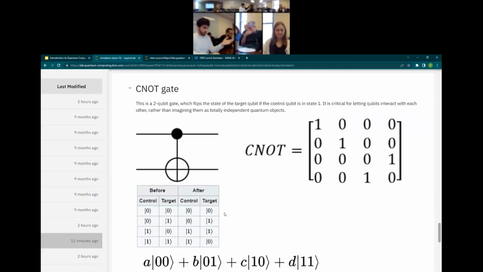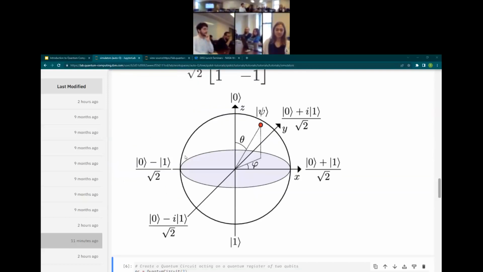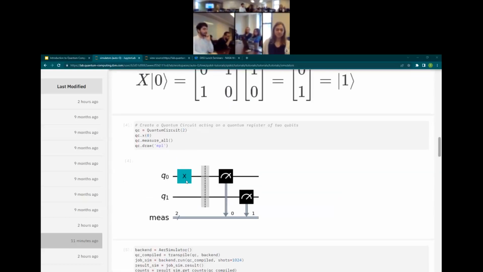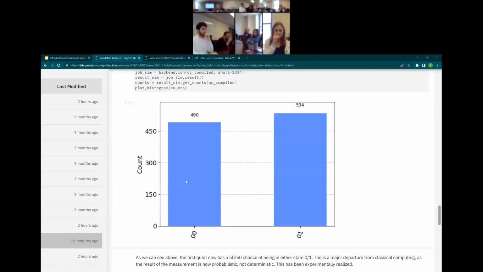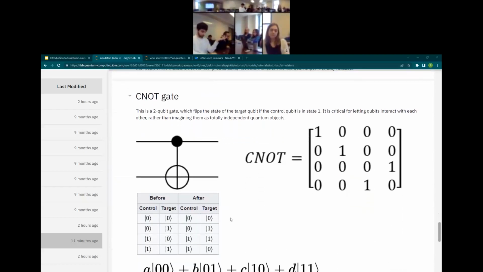So the third gate that we'll look at today is called the CNOT gate. This is what's known as a 2-qubit gate. So before, you can see that the Hadamard gate is acting on only 1 qubit. The X gate is acting only on 1 qubit. What if we want them to interact in some way? What if we want the state of 1 qubit to depend upon the state of another? Thus enters the CNOT gate.